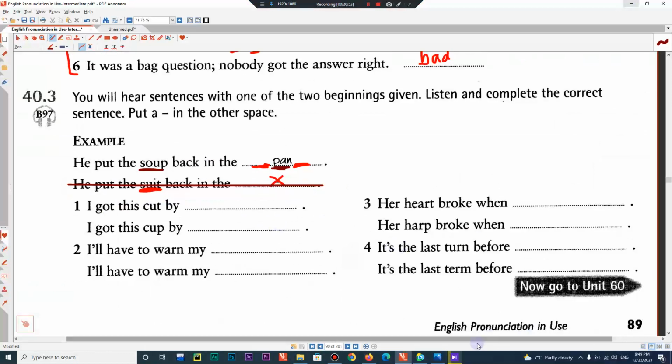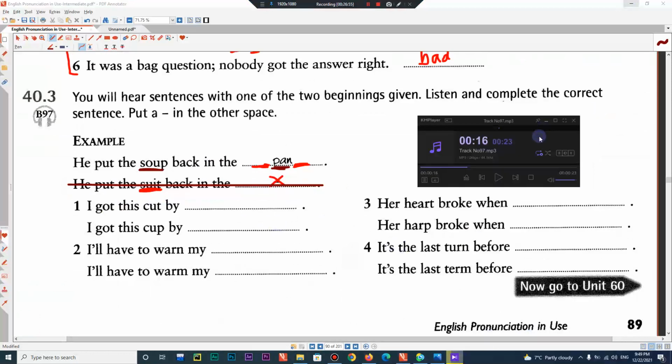Let's go to number 2. 1. I got this cup by winning the game. 2. I'll have to warm my hands. 3. Her heart broke when he left her. 4. It's the last term before the holidays.